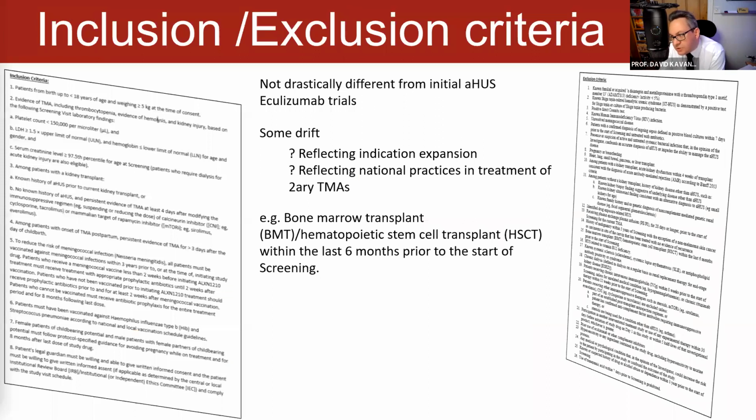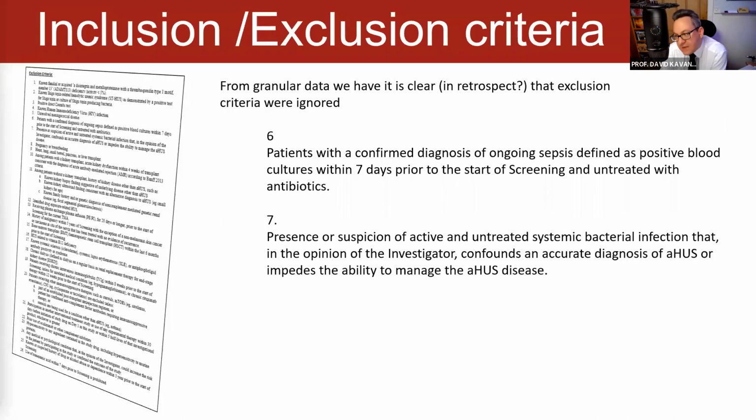Now, if you look at the inclusion-exclusion criteria of the two trials, they are not drastically different. Some of the difference may reflect indication expansion, and some may reflect the national practices in treatment of secondary TMAs. So bone marrow transplant is often treated with eculizumab, and there's not great evidence for its use at the moment. And certainly between the first trial and the second trial, bone marrow transplants could be enrolled into the study if they were longer than 6 months from the bone marrow transplant. So there was some drift in the inclusion criteria, but clearly in retrospect, we can look back and say there were exclusion criteria that should probably have excluded some of those patients from the trial.